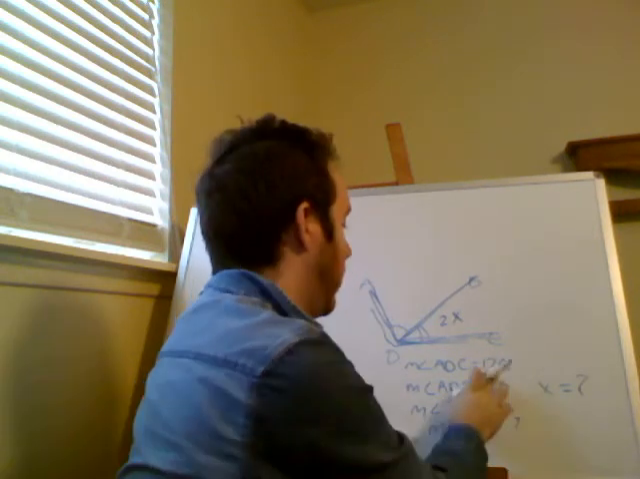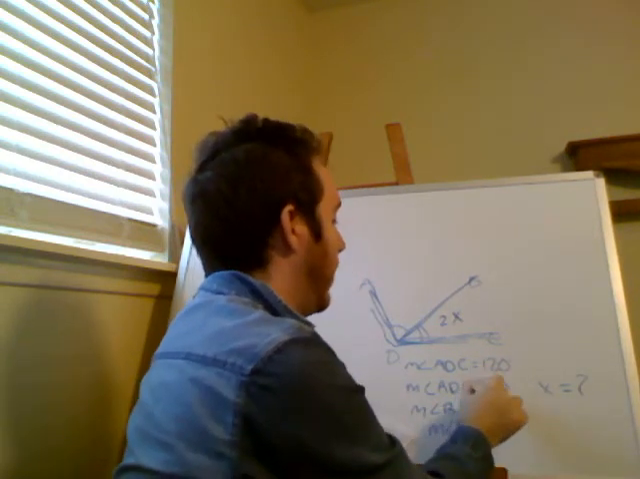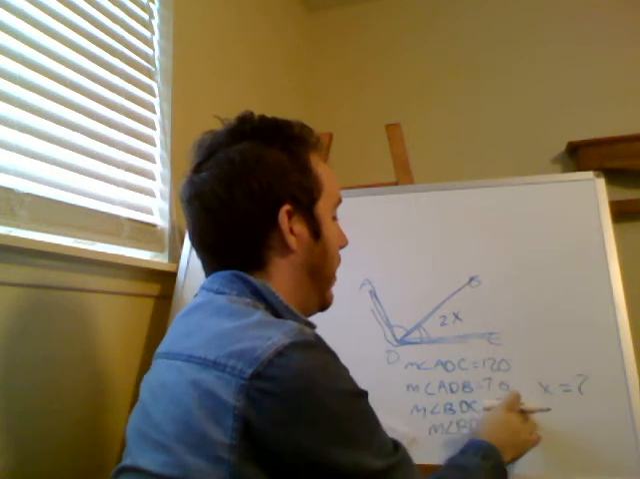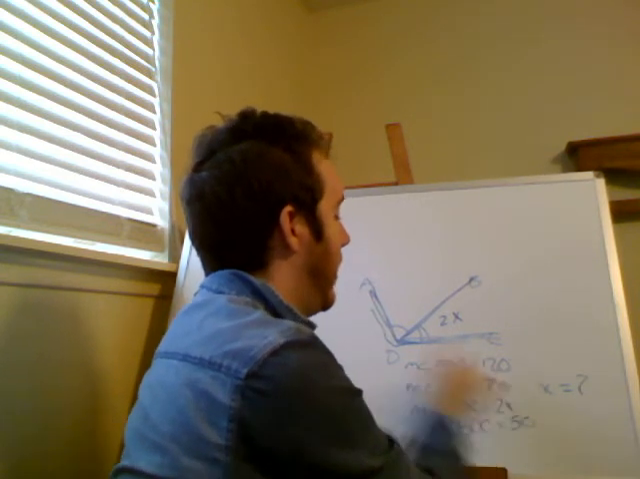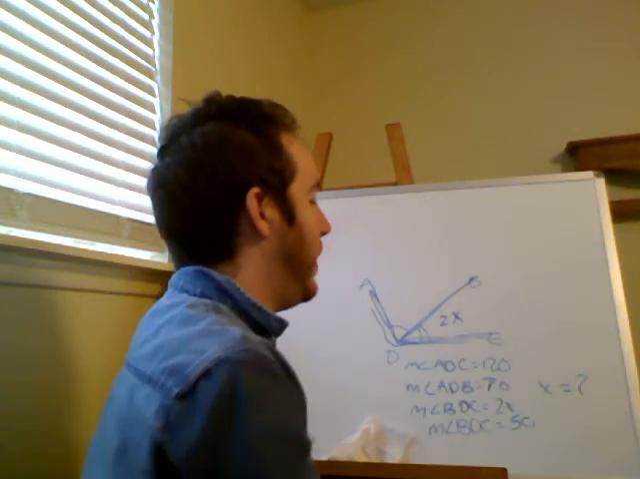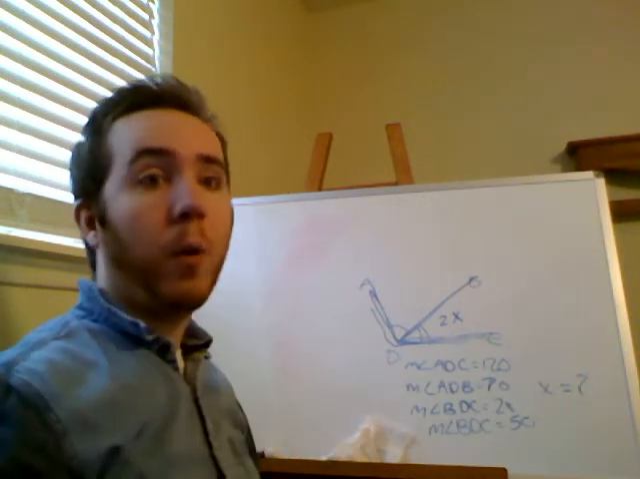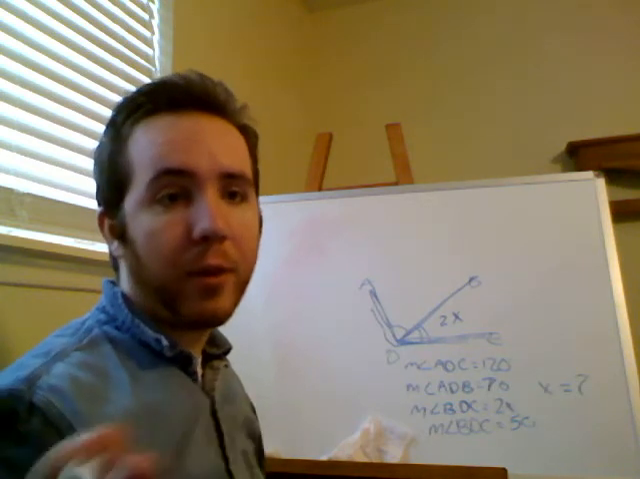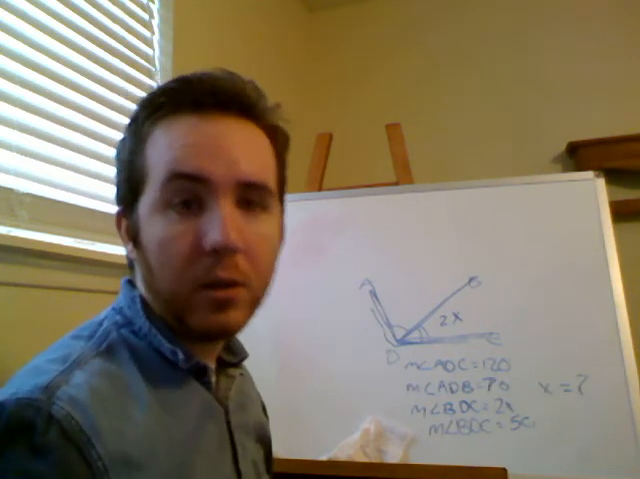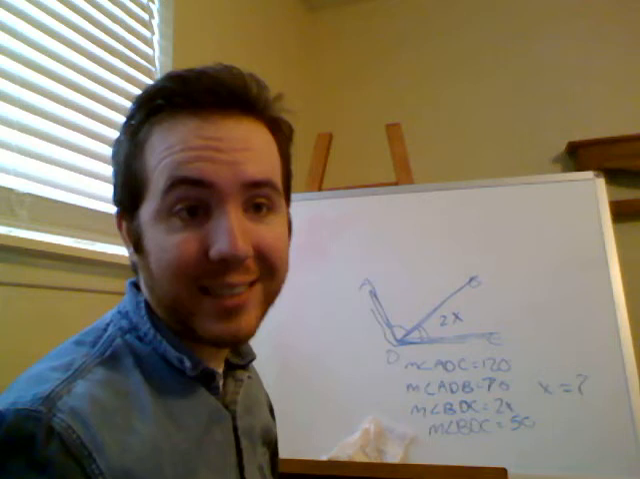Oh, let me be clear. ADB, sorry, in the picture was 70, and so that means BDC would have to be 50. I'm sorry about that. ADB is 70, therefore BDC is equal to 50. Now, the question is not asking what is the measure of BDC. That is not the question. The question is, what is the measure of x?